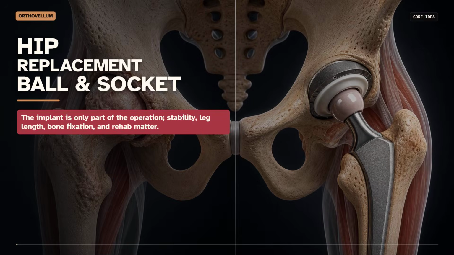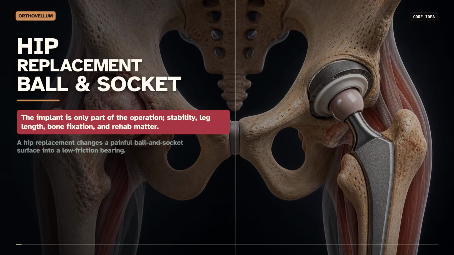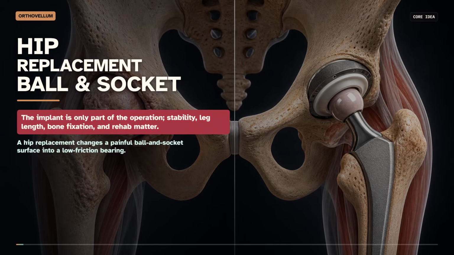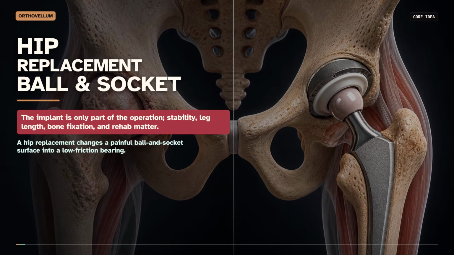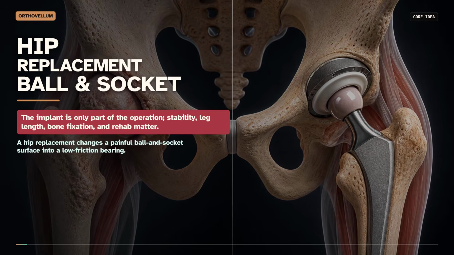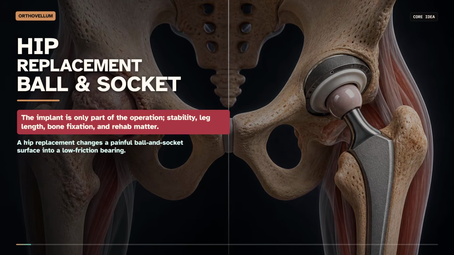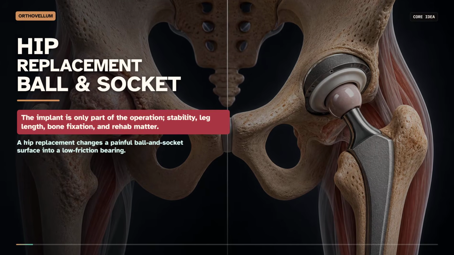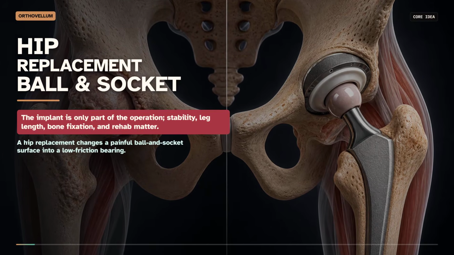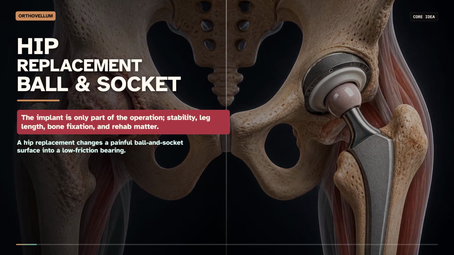Today, we are going to make total hip replacement simple without making it shallow. A hip replacement changes a painful ball-and-socket surface into a low-friction bearing. The common trap is this: the implant is only part of the operation. Stability, leg length, bone fixation, and rehab matter. By the end, a patient should understand what is happening, and a resident should know what decisions matter.